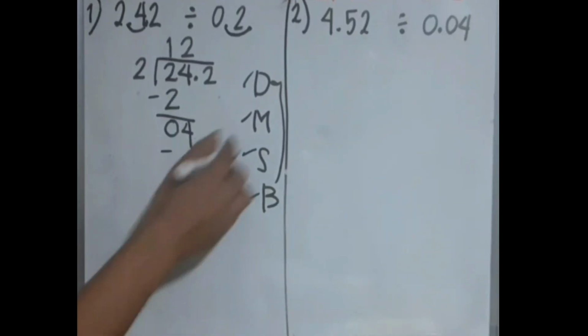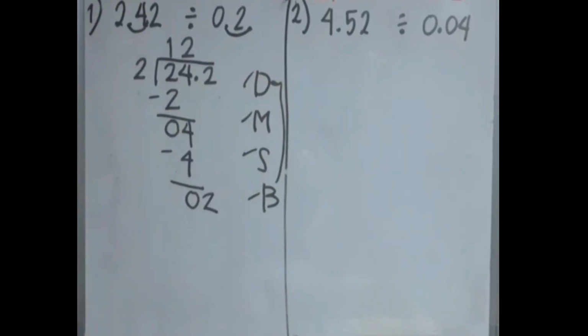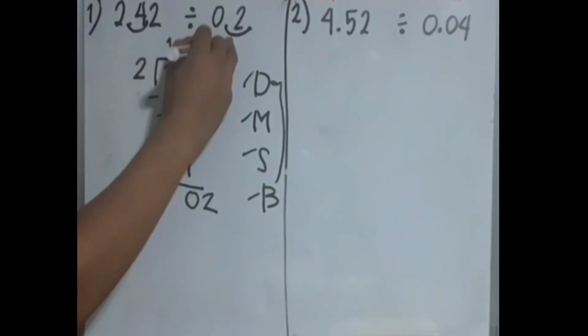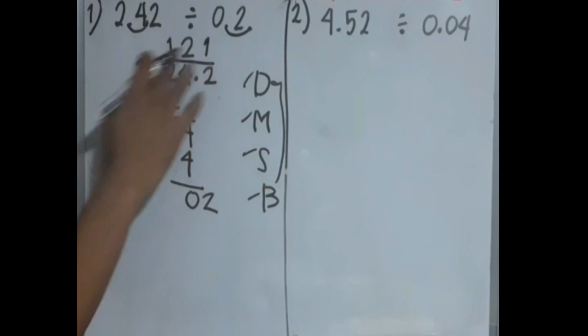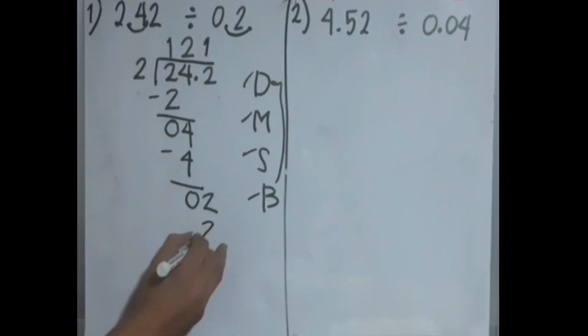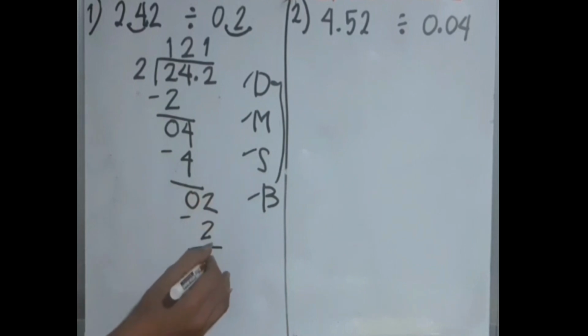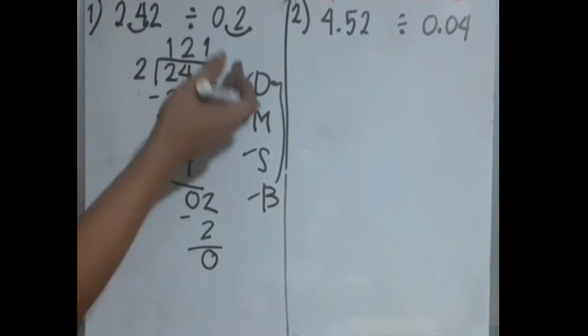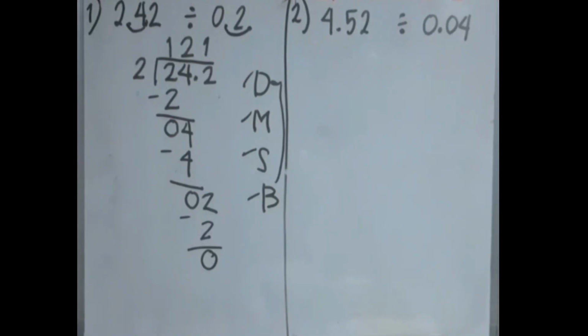Then, go back to the first step, which is divide. 2 divided by 2 is equal to 1. Then multiply. 1 times 2 is equal to 2. Then subtract. 2 minus 2 is equal to 0. Since we have no digit to bring down, that means tapos na tayo.